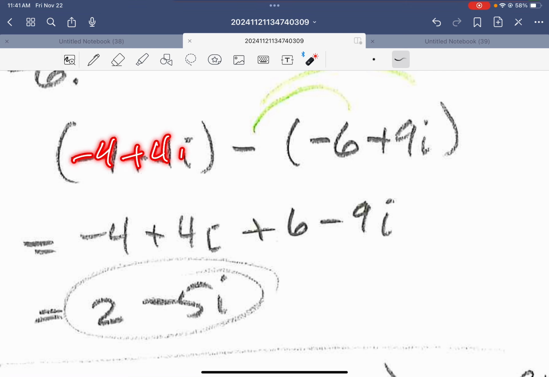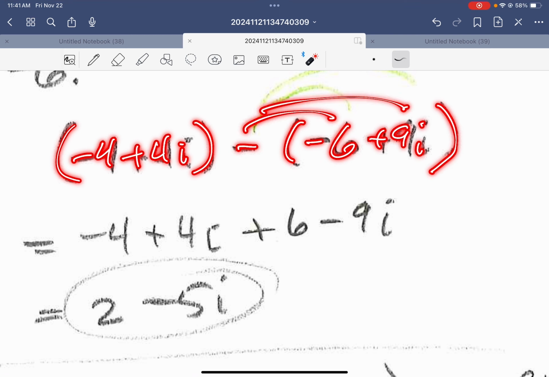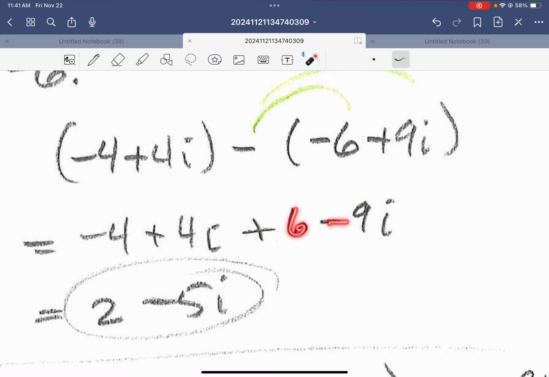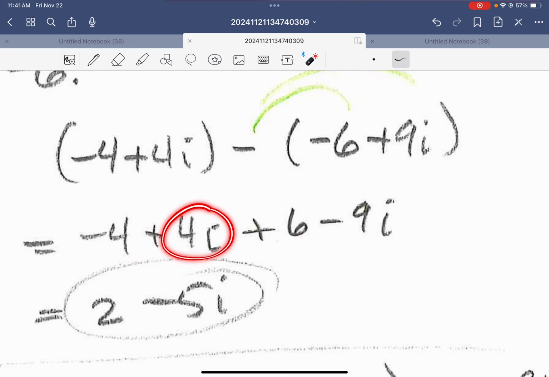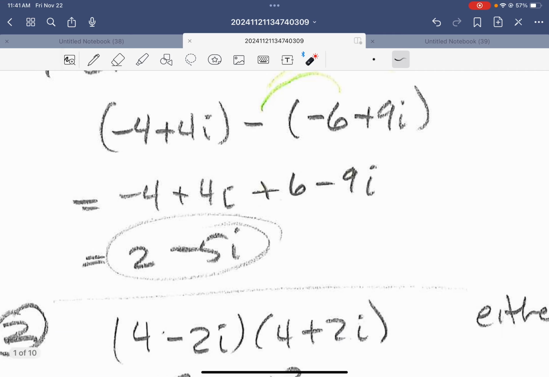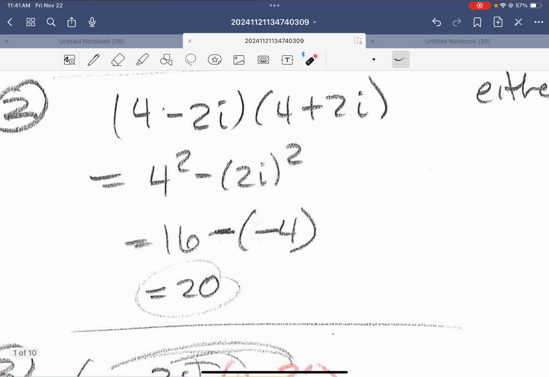-4 plus 4i minus -6 plus 9i. We distribute that stuff and we get 6 minus 9i. But then if I add the real parts, I get 2. If I add the imaginary parts, I get -5. So we're really just treating these like binomials.